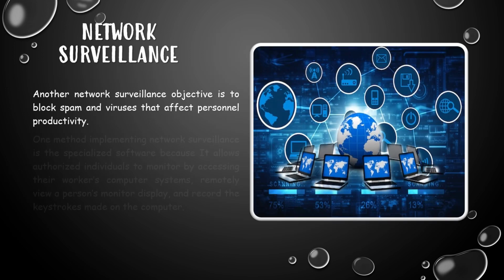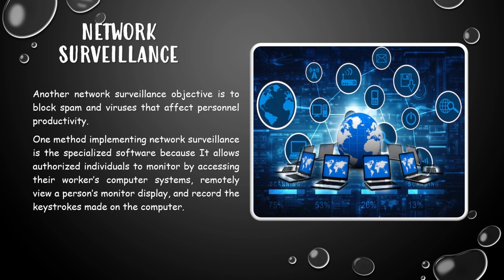And network surveillance. Another network surveillance objective is to block spam and viruses that affect personal productivity. One method of implementing network surveillance is specialized software, because it allows authorized individuals to monitor by accessing the workers' computer systems, remotely view a person's monitor display, and record the keystrokes made on the computer. Network monitoring is a simple tool to detect exfiltration of corporate assets.